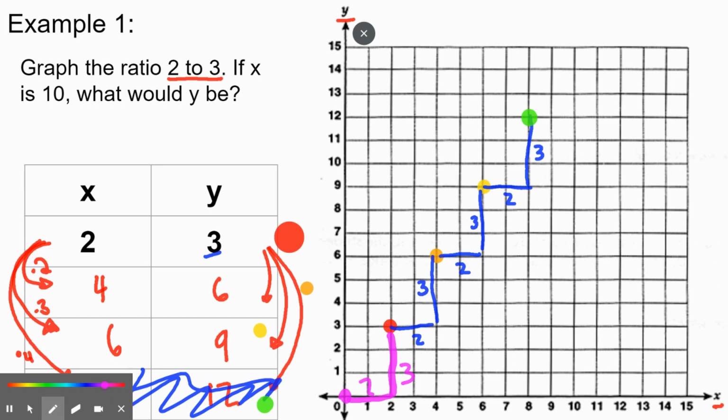The last part of this that we need to do is just connect all of our points. So, in an ideal world, you'll do this in as straight of a line as possible. I know that my line isn't going to be perfectly straight because I'm drawing on a computer and I don't have a straight edge.